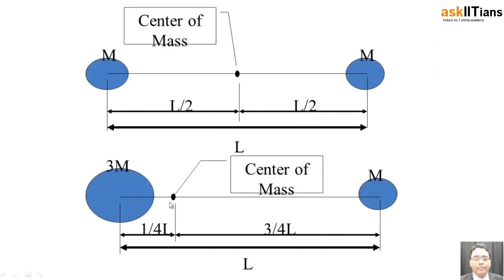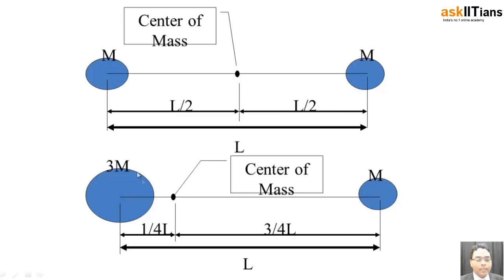Now let's try to understand how to find out the center of mass. Supposing you have both the masses equal. In that case, the center of mass is going to be equally lying between both of them, in the plane containing both of them. That is at L by 2 here and L by 2 here. So that is where the center of mass is going to be acting.